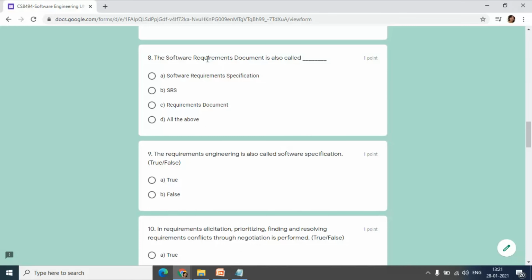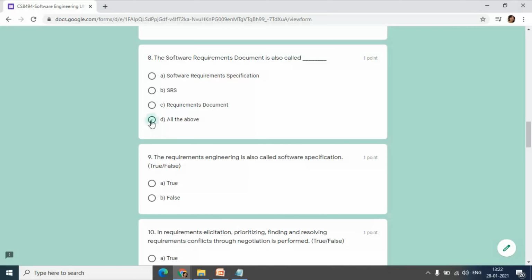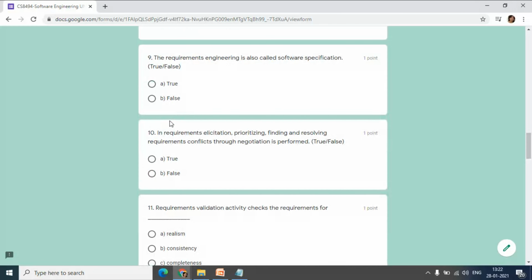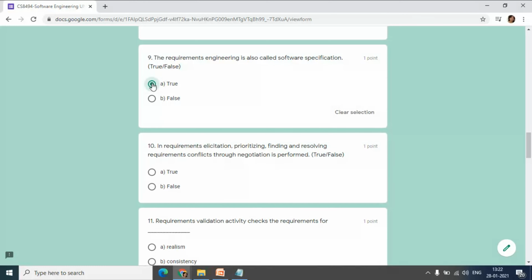The next question is: the software requirements document is also called dash. The options are software requirement specification, SRS, and requirements document. All are the other names of software requirements document. So the correct answer is option D, all the above. Next question is: the requirements engineering is also called software specification. True or false? Yes, it's true.